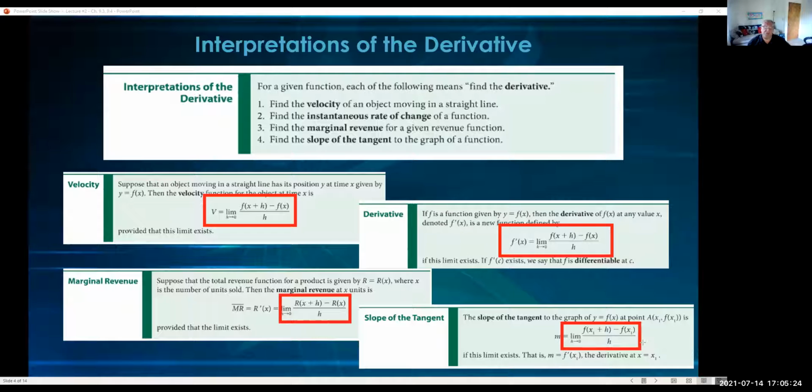But the bottom line is when you're studying velocity, guess what you have to do? Take the derivative. When you're doing marginal revenue, what do you have to do? Take the derivative. When it's about a function on a graph with x and y, and what is the slope of the tangent line, take the derivative. So in other words, the point is these are all the applications of it.